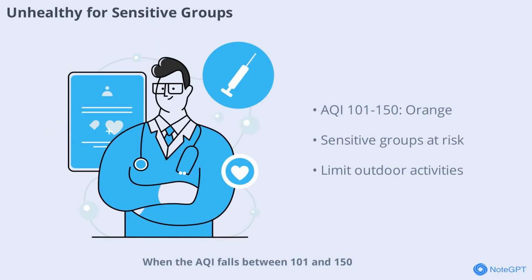When the AQI falls between 101 and 150, the air is considered unhealthy for sensitive groups. This includes children, the elderly, and people with heart or lung conditions. While the general public may not be affected, those in sensitive groups could experience health effects. The AQI scale marks this range with an orange color. On these days, it's wise for sensitive individuals to limit prolonged outdoor exertion and stay indoors when possible. This category highlights the importance of the AQI in protecting vulnerable populations and guiding their daily choices.